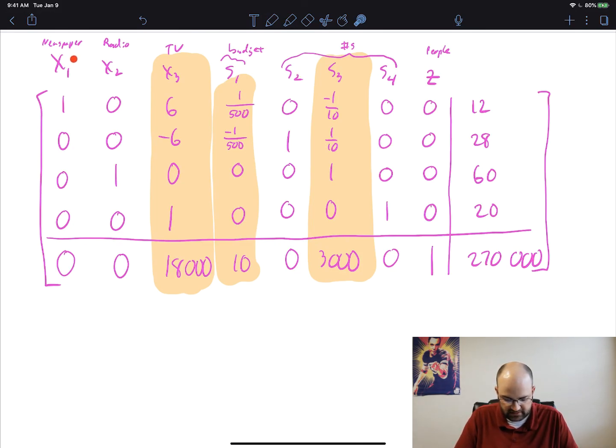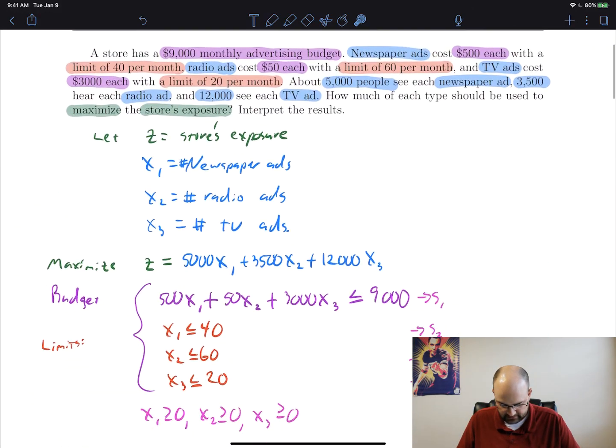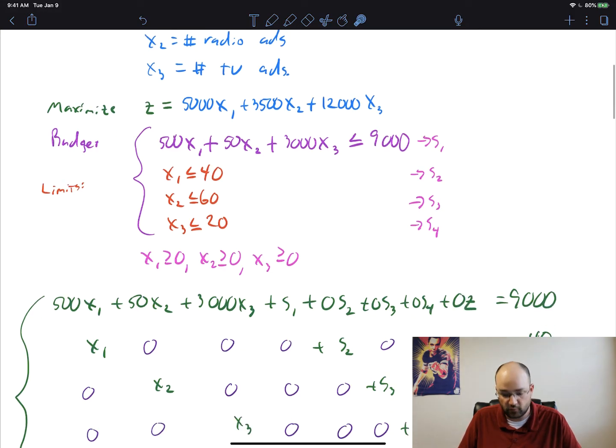S2 represents the number of newspaper ads we've used. We have not used all of them. Notice that there are in fact 28 of them left over. But if we go back to our requirements, the newspapers are 40.